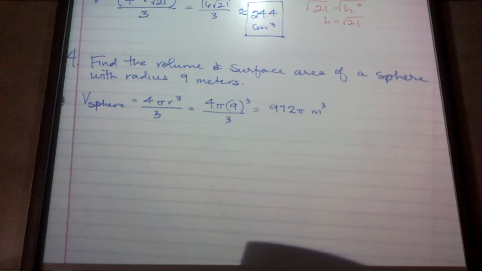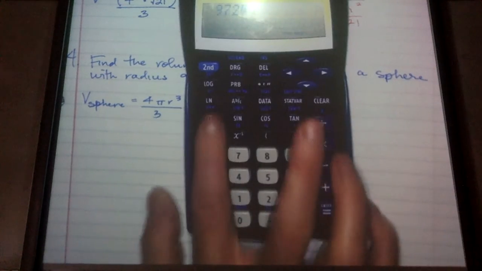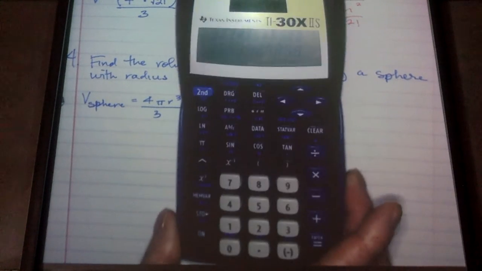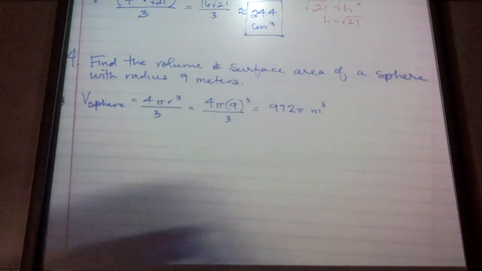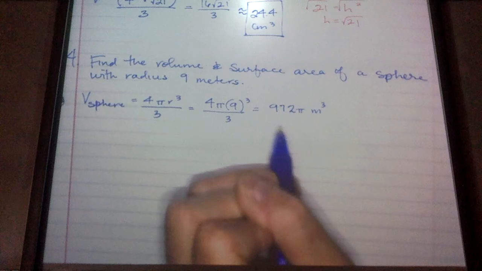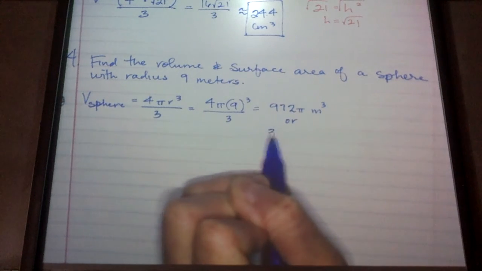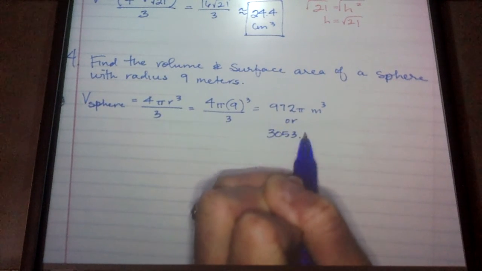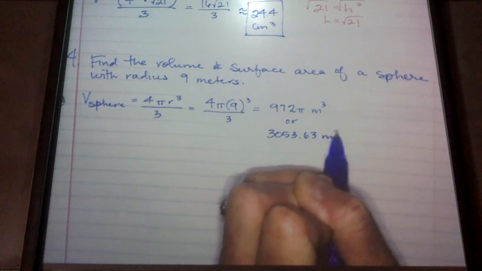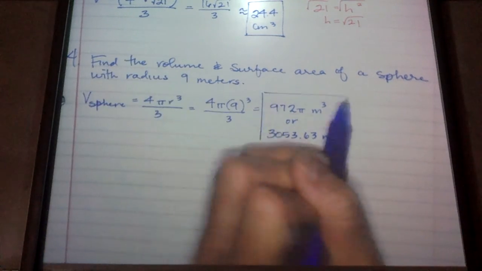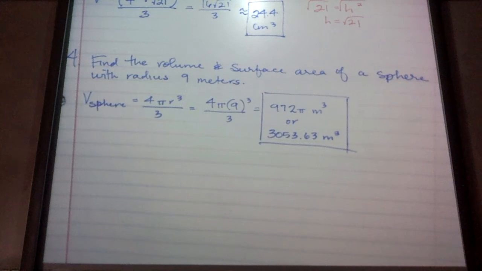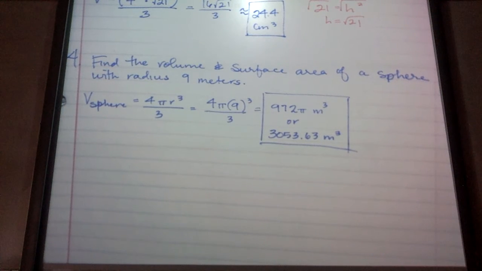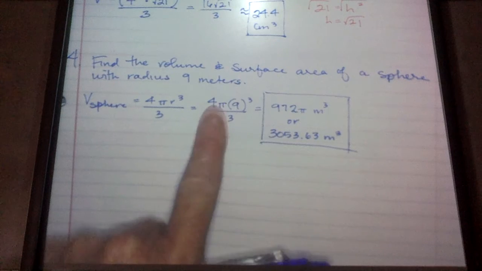So I didn't actually work that out. 972. Please know on your calculator you can use the pi. And I get 3, I can't see the decimal, sorry. Or you could write 3,053.63 meters cubed. I would technically take either. I do think the answer with pi is less work because you don't need your calculator. All right, sorry, you do need it, but you don't have to go as far as to enter pi.